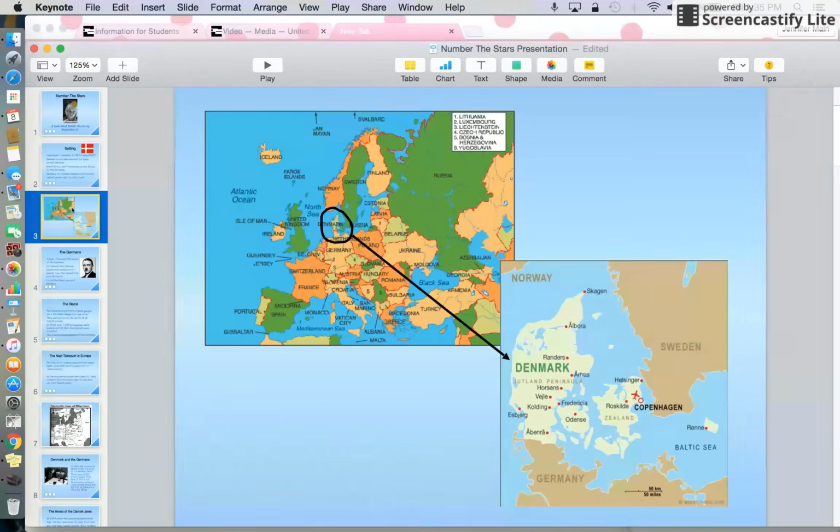Now, these are a couple of maps, and as you can see, Denmark is in Europe, right here. If we zoom in a little more closely, here's Denmark, here's Copenhagen, and to the north is Sweden, and then to the south is Germany.